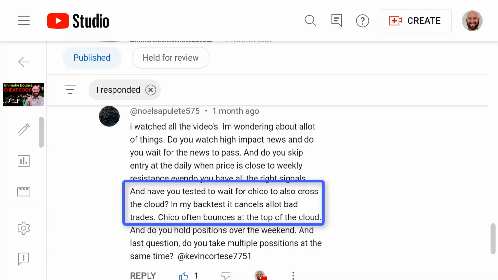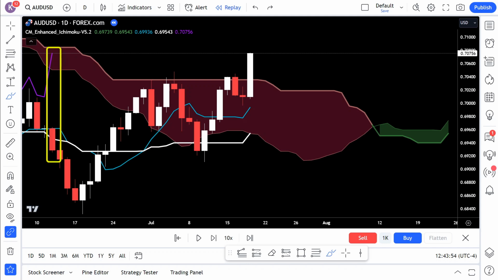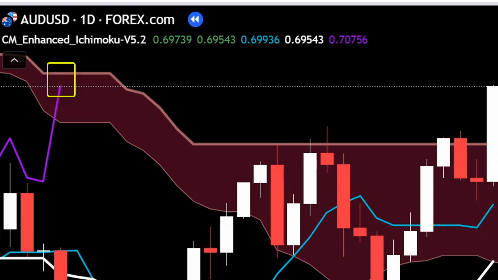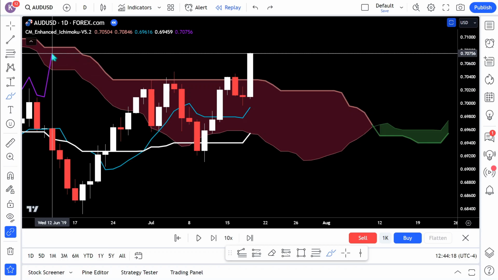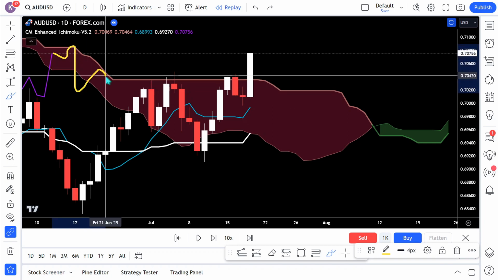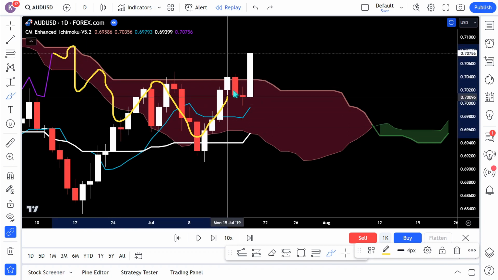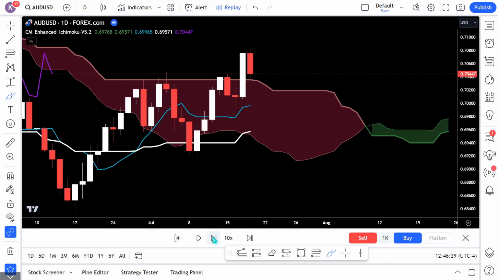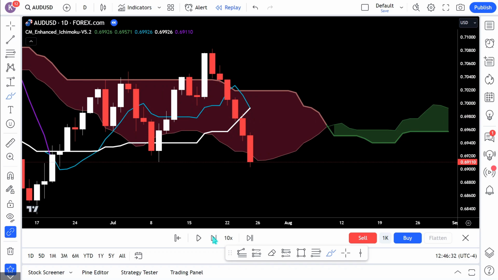Flipping back to his comment, his idea is to wait for the Chikou to actually cross across the cloud. He notes Chikou often bounces or gets rejected at the top of the cloud. So it is true the lagging span is above price, but take another look. Notice how close Chikou Span is to the top of the cloud. His idea is to wait for it to clear the cloud. The risk we have now is the top of the cloud could serve as resistance. So at any of these points, price could get pushed lower. And in this case, that's exactly what happened.